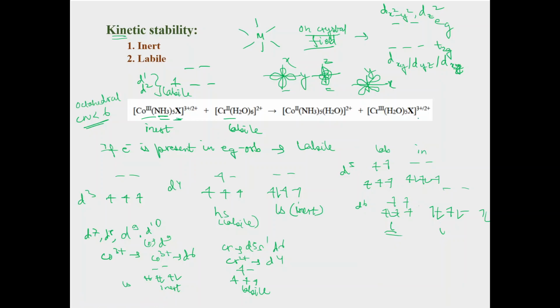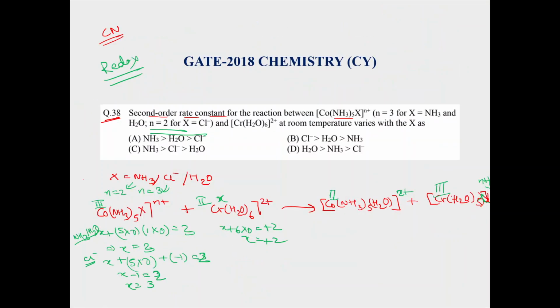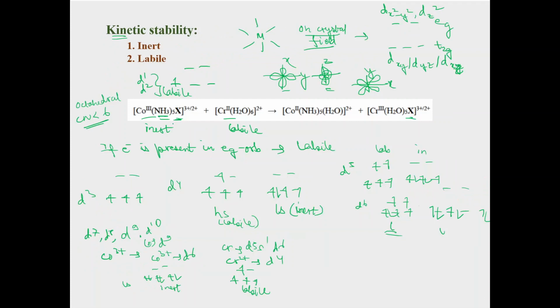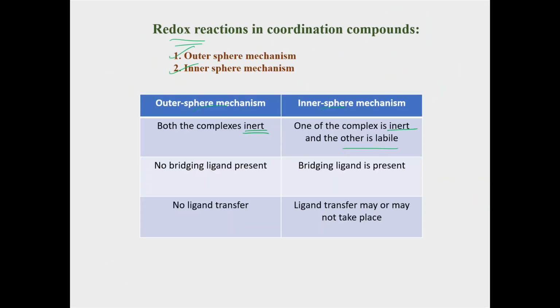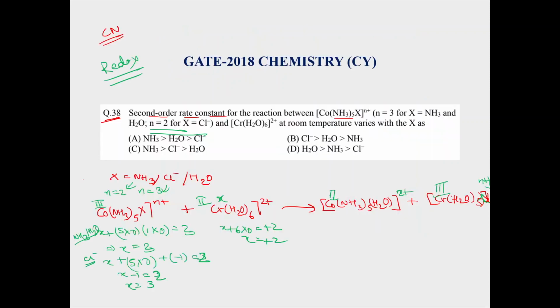So in this case, one is labile and one is inert, and also this X is getting transferred here. The question gives just the reactants, and they are asking whether the reaction goes via the inner sphere mechanism or the outer sphere mechanism. One point is that one is inert and one is labile, which satisfies the inner sphere mechanism. Also, in the question they are asking the second order rate constant.